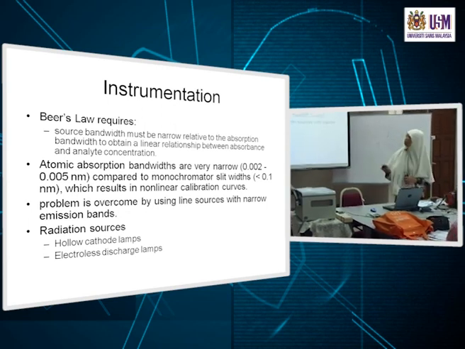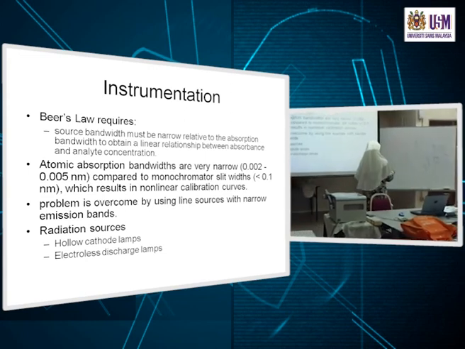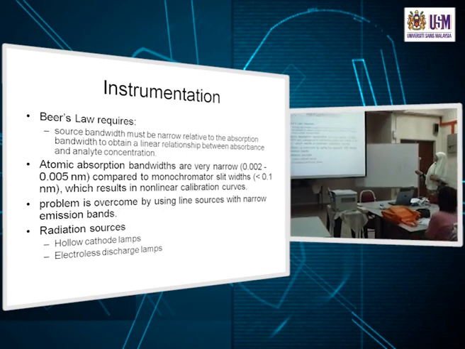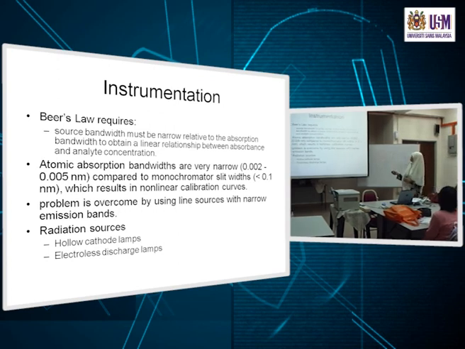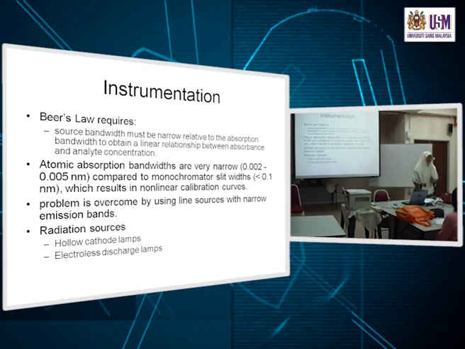So it says for Beer's law to be obeyed, the effective bandwidth of the light coming from the source must be narrow compared to the absorption bandwidth, in order for you to have a linear relationship between absorbance and concentration, which is what you want. So now, source bandwidth is the light coming from the source, and atomic absorption bandwidth is the absorption profile of the atoms. Remember, we were talking about the uncertainty principle, Doppler broadening, pressure broadening, okay?